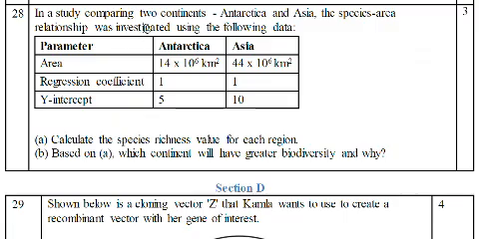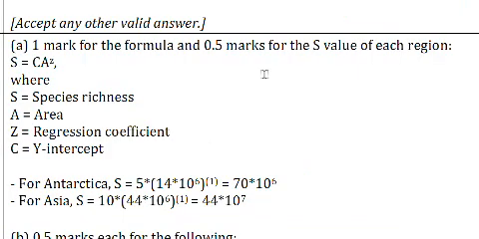In a study comparing two continents, Antarctica and Asia, the species area relationship was given as in the table. So they're asking you to find the species richness value and which continent will have a greater biodiversity. The equation for finding species richness, learn it by heart: S = C·A^Z. S is the species richness, C is the y-intercept, A is the area, and Z is the regression coefficient.